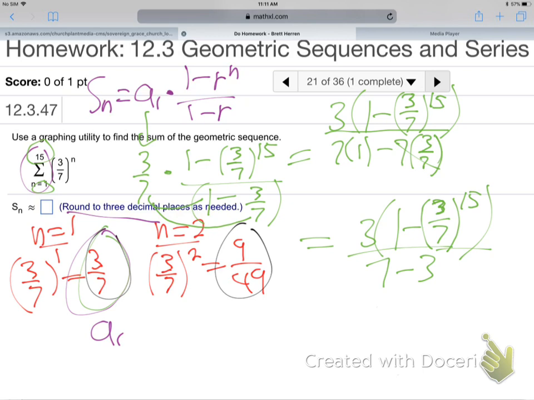Which is 4. Good? Everybody see what happened when those two denominators multiplied? So that 7 went boom, boom. The 7's canceled here. 7 minus 3, 4. So hit the buttons on the calculator now.